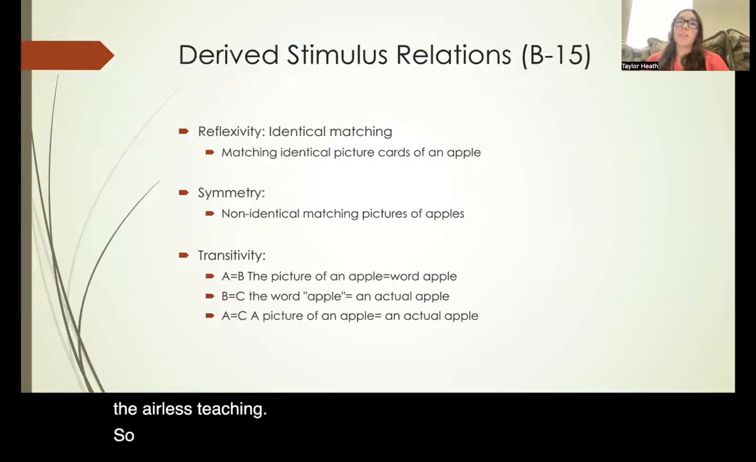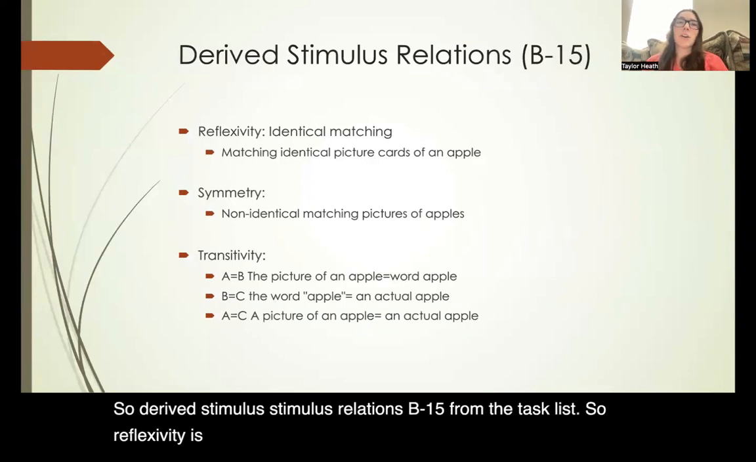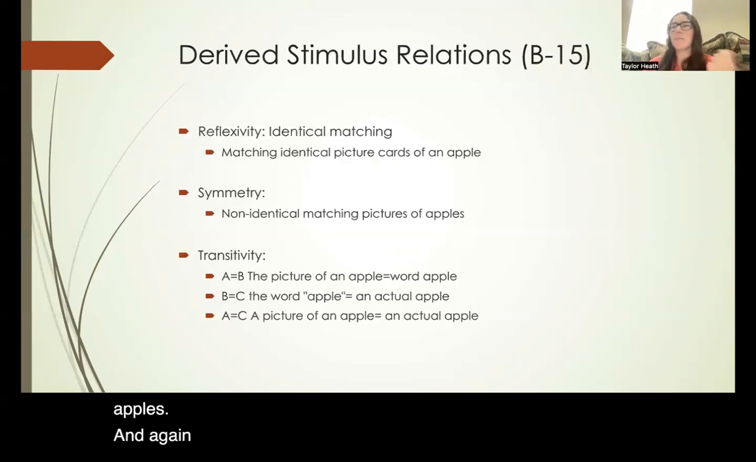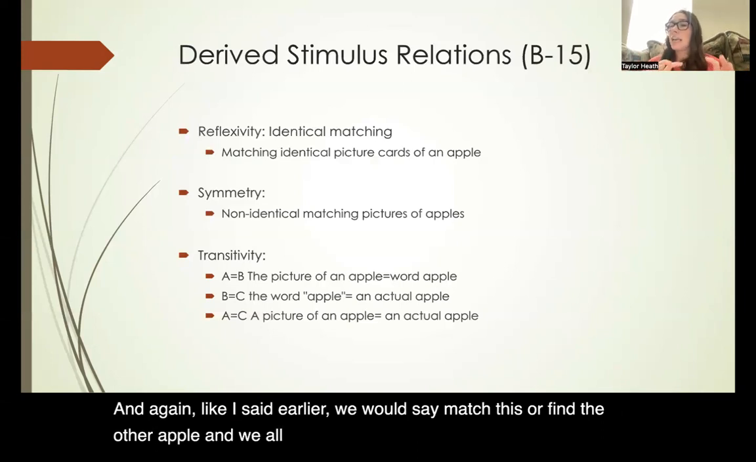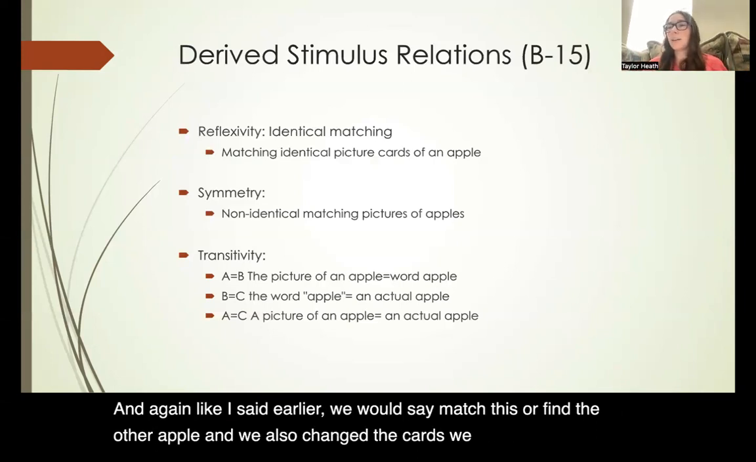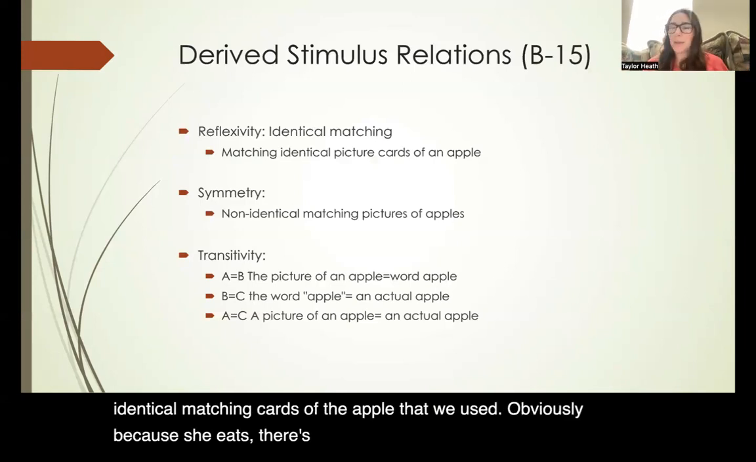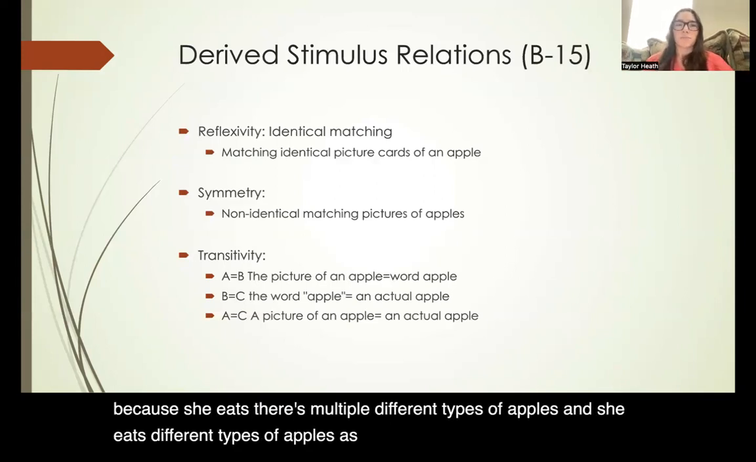So derived stimulus relations, B15 from the task list. So reflexivity is identical matching. So we had 2 identical pictures of apples. And again, like I said earlier, we would say "match this" or "find the other apple." We also changed the cards. We had 3 separate identical matching cards of the apple that we used. Obviously, because there are multiple different types of apples, and she eats different types of apples as well.